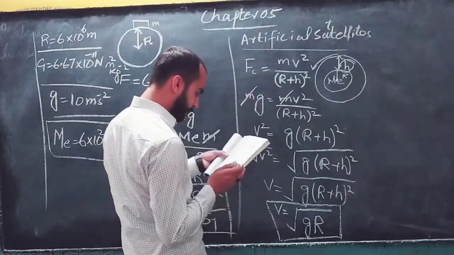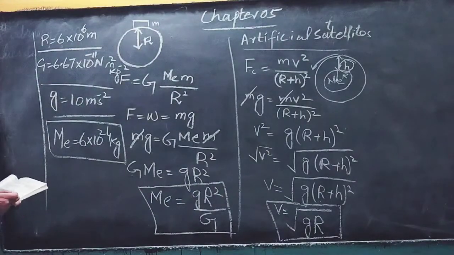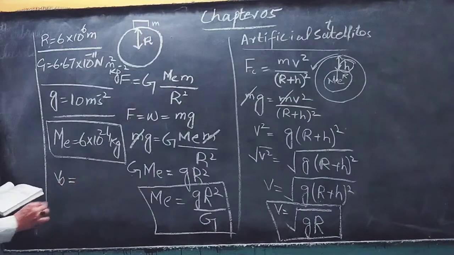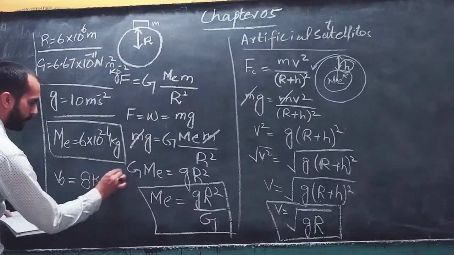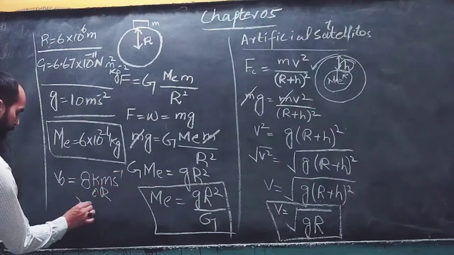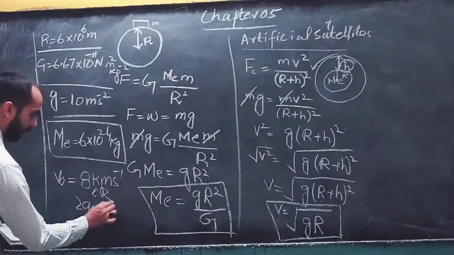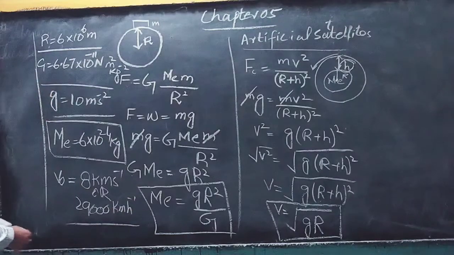This will be the final expression for the velocity of an artificial satellite, and according to the formula, by putting in the values we can find that the velocity of an artificial satellite is nearly about 8 km per second, or 29,000 kilometer per hour. This will be the final expression for the velocity of satellite.